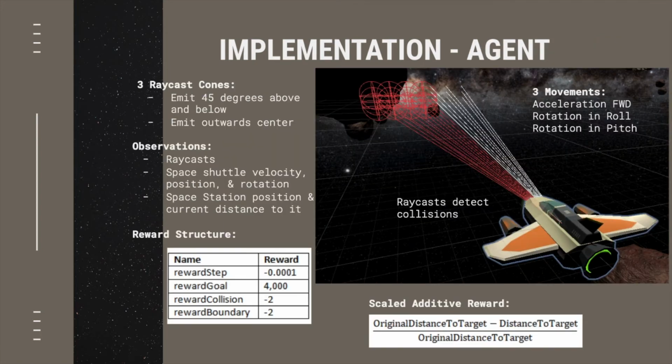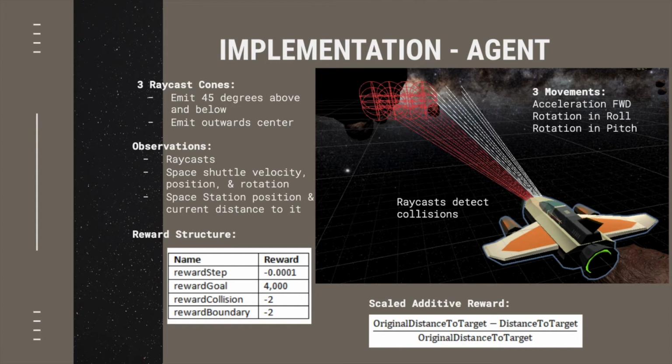The agent in this experiment requires 3 key design features in order to be successful in deep reinforcement learning. Firstly, the space shuttle must be able to observe its environment at every point during the run. This agent is equipped with 3 raycast sphere cones that project a certain distance from the center of the space shuttle. These raycasts detect obstacles and boundaries and report that back to the agent. The agent is also capable of measuring its current velocity, position, and rotation. It can also measure its current distance away from the space station.